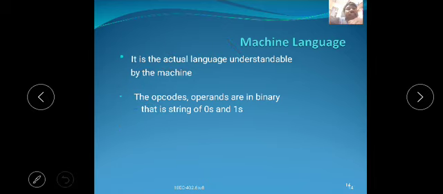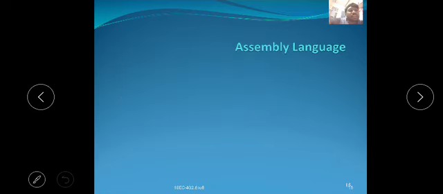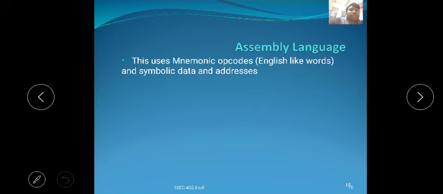Machine language is the actual language understandable by the machine. The opcodes and operands are in binary, strings of zeros and ones. Assembly language uses mnemonics, opcodes, English-like words, and symbolic data and addresses. Already we know that, like move a comma b or add a comma b. These English-related words, the mnemonics add and move, are easily understood by the programmer.